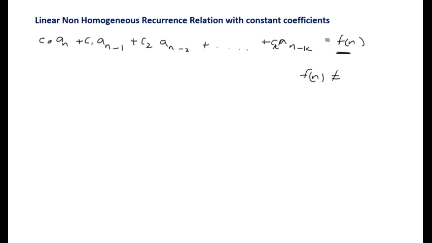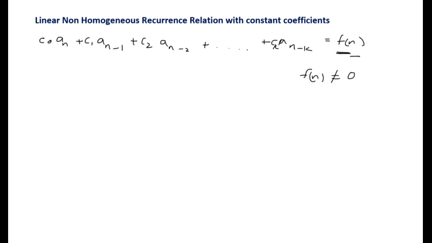The linear non-homogeneous recurrence relation with constant coefficients is in the format of c_0 a_n + c_1 a_{n-1} + c_2 a_{n-2} and so on, plus c_k a_{n-k} is equal to f(n). So for non-homogeneous recurrence relations, f(n) is not equal to 0. For homogeneous recurrence relations, this f(n) is 0.